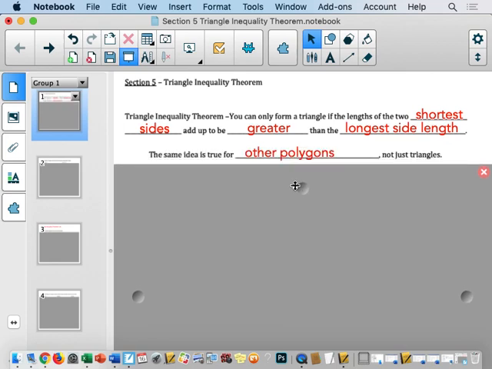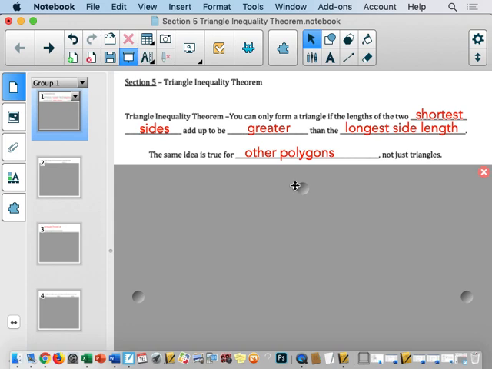Okay, and again, this idea is true for all other polygons, not just triangles. Everything else we cover in this unit, the special shortcuts and stuff that we come up with, will only apply to triangles. We're going to decide what makes triangles just so special. But this applies to all.